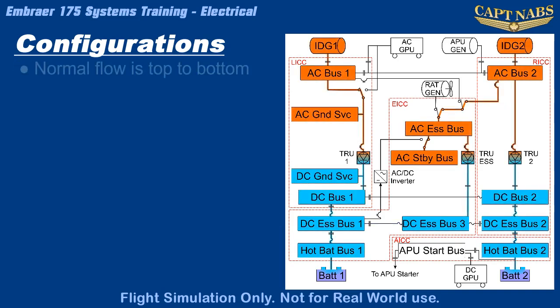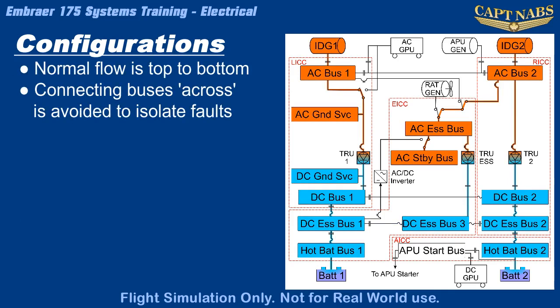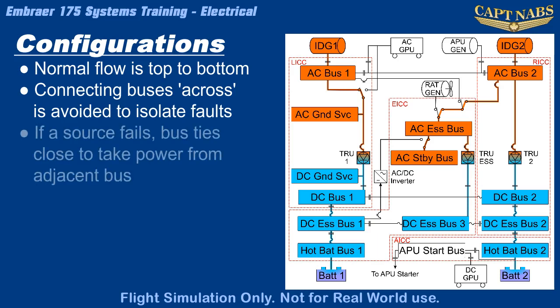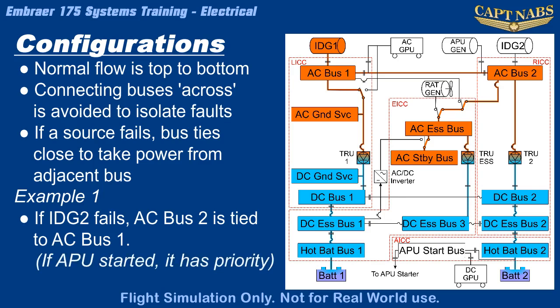As you can see, the flow of power on board the aircraft in this diagram is normally top to bottom. Normally, the sides of the aircraft are kept isolated to avoid faults affecting multiple buses, but should a normal power source fail for any bus, the system will automatically reconfigure to take power from an adjacent bus. For example, a failure of IDG2 will result in the system connecting AC Bus 2 and 1, and all AC power will be obtained from IDG1 through the AC Bus 1. If the APU is started after this failure, the APU will then power AC Bus 2, and AC Bus 1 and 2 will be isolated again.